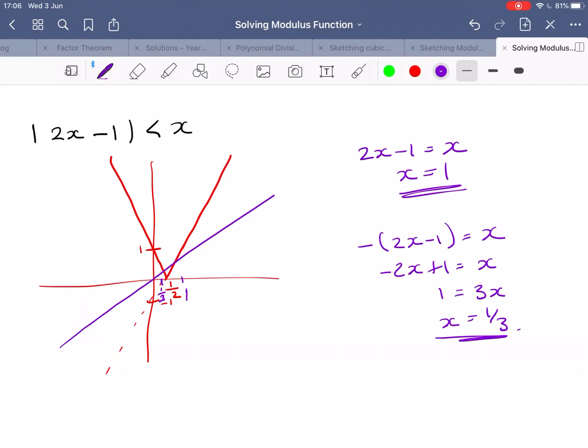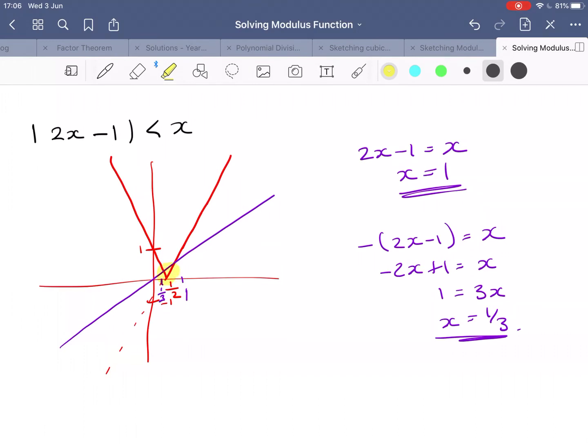Now I want to know when the modulus line is below the purple line. The red line is below the purple line because I want to know when the line y equals the modulus of 2x minus 1 is below the line y equals x. And again, that's this little region here.